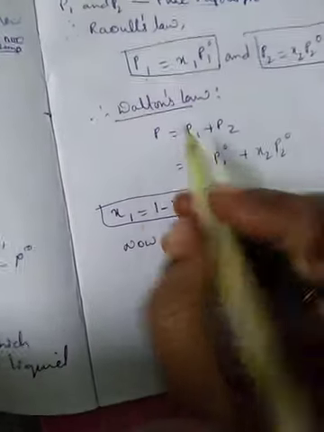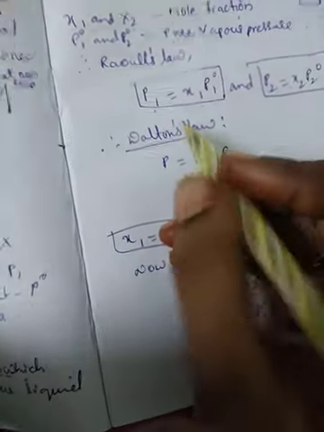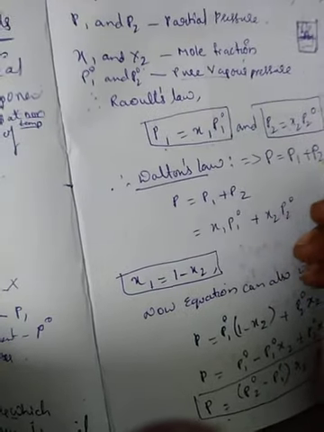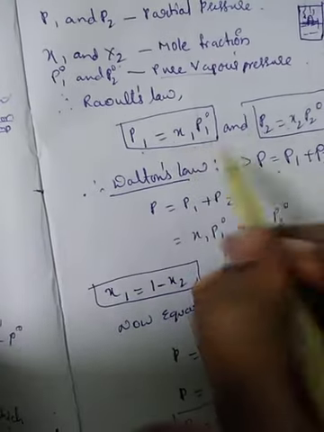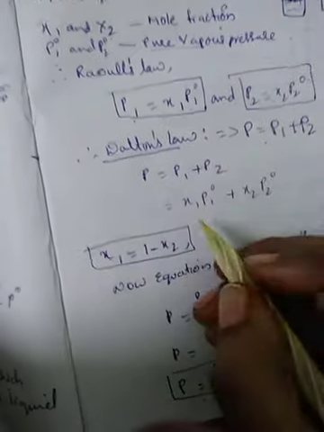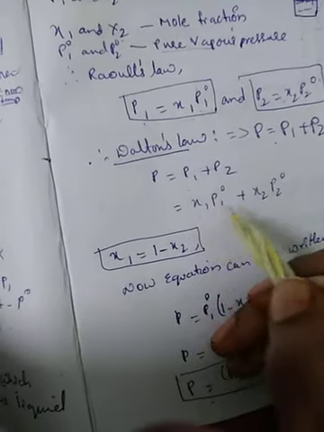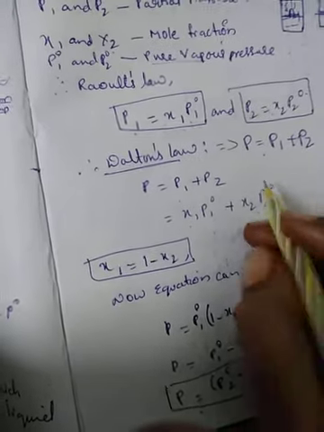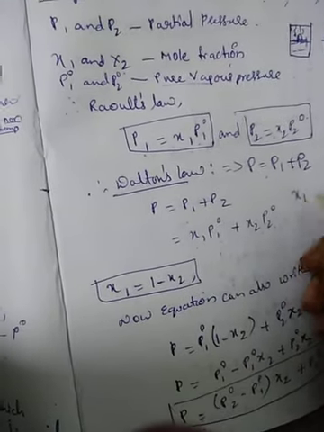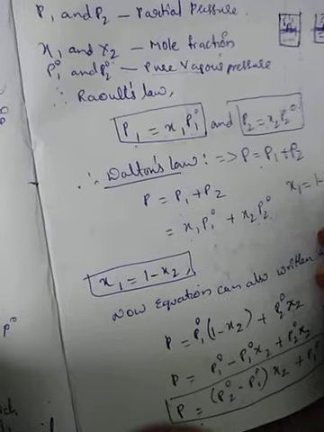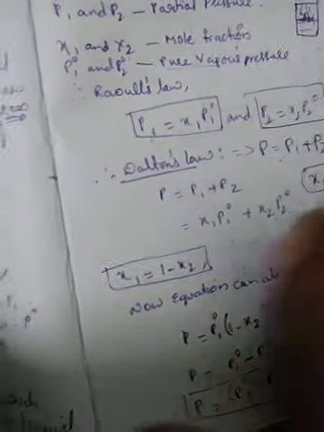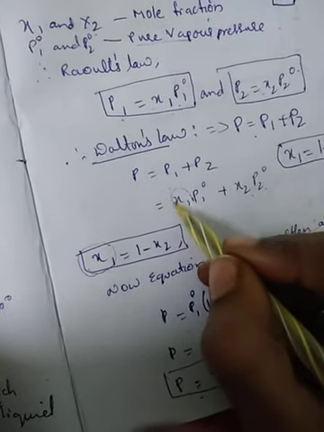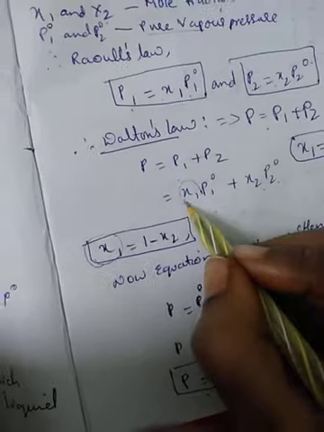According to Dalton's law, which you have learned before, what is the Dalton's law equation? P is equal to P1 plus P2. Substituting the P1 value and P2 value: P1 value is X1 P1 naught, and P2 value is X2 P2 naught. And you already know X1 is nothing but 1 minus X2. So substituting this X1 value in the P1 naught term.